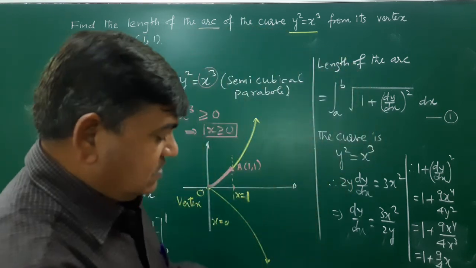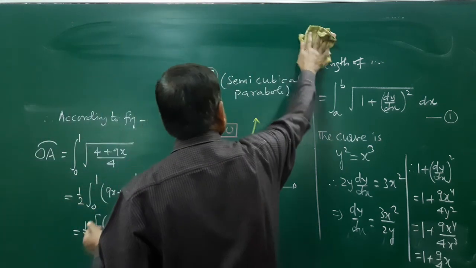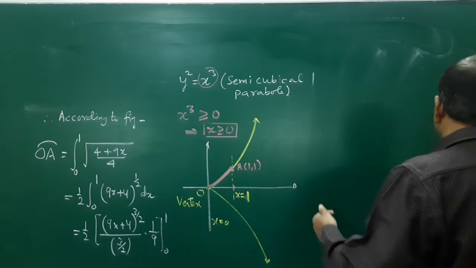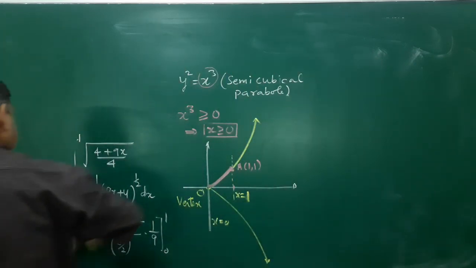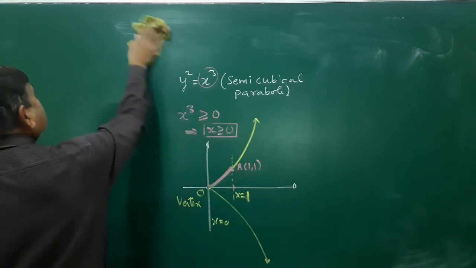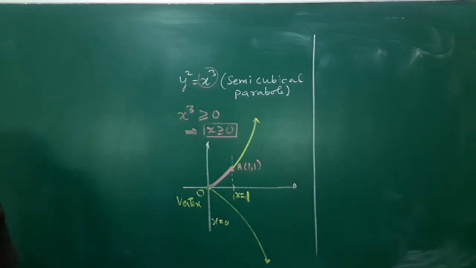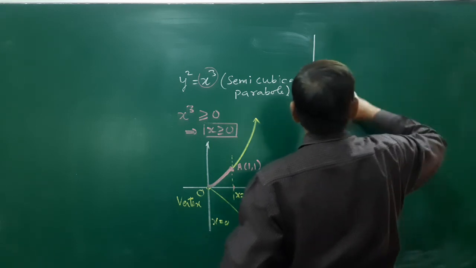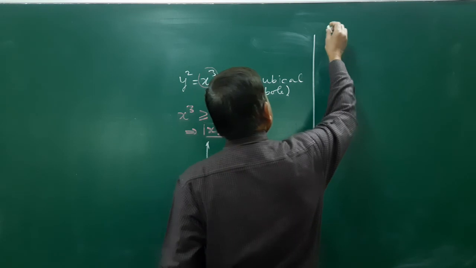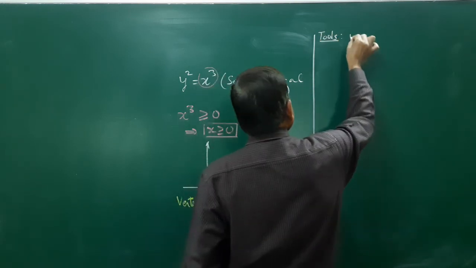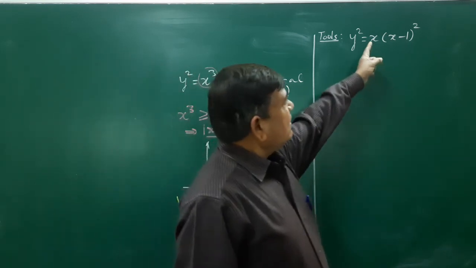Now we discuss one more example that is also important. I just extend this graph. Now try to observe, okay? y square equals x times (x minus 1) whole square.